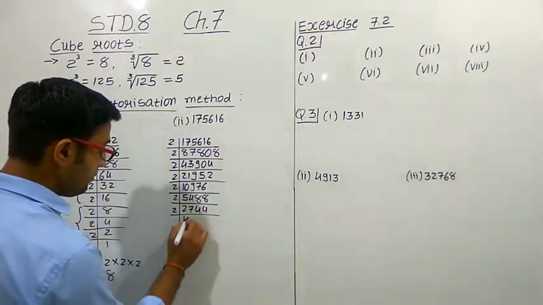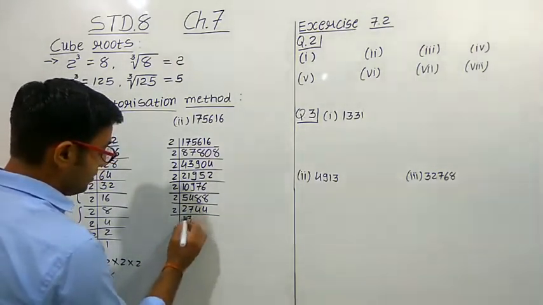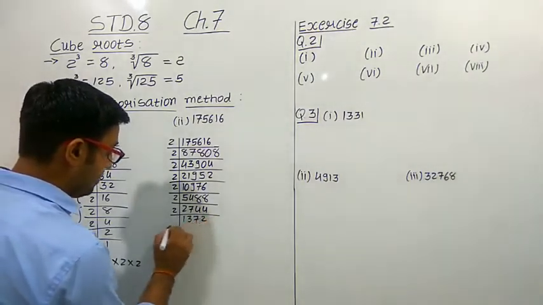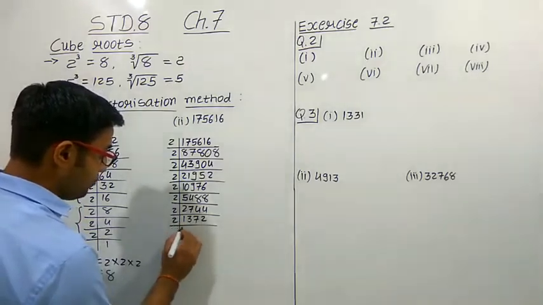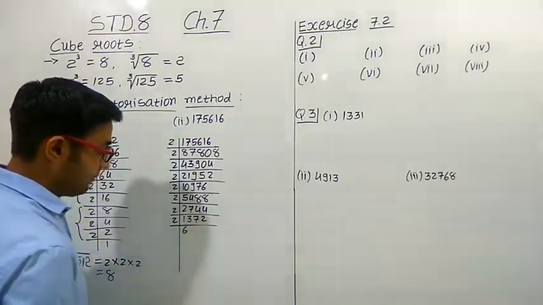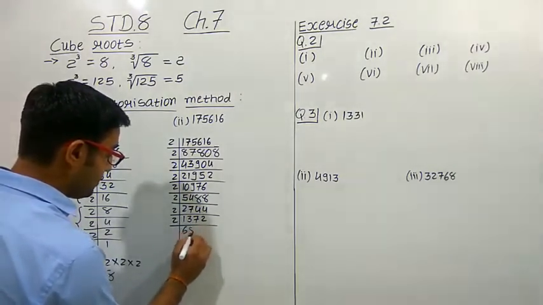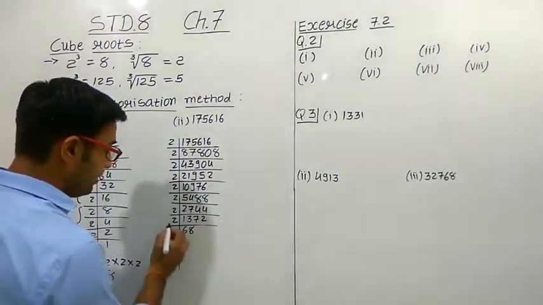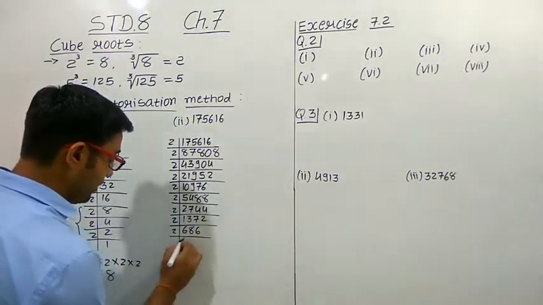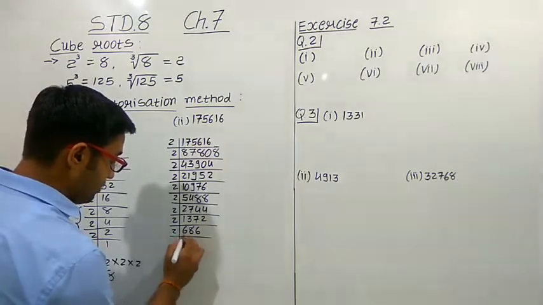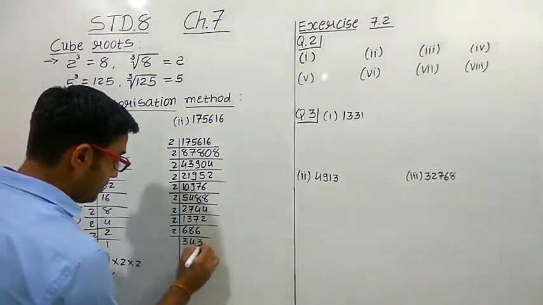1. 2 threes are 6. 1 is the remainder, 14 is there. So 2 sevens are 14 and 2 twos are 4. Again divide by 2. We get 2 sixes are 12. 1 is the remainder, 17 is there, 2 eights are 16. Again 1 is the remainder, 2 sixes are 12. Okay, divide it by 2. We get 3 2s are 6, 2 4s are 8 and 2 3s are 6.